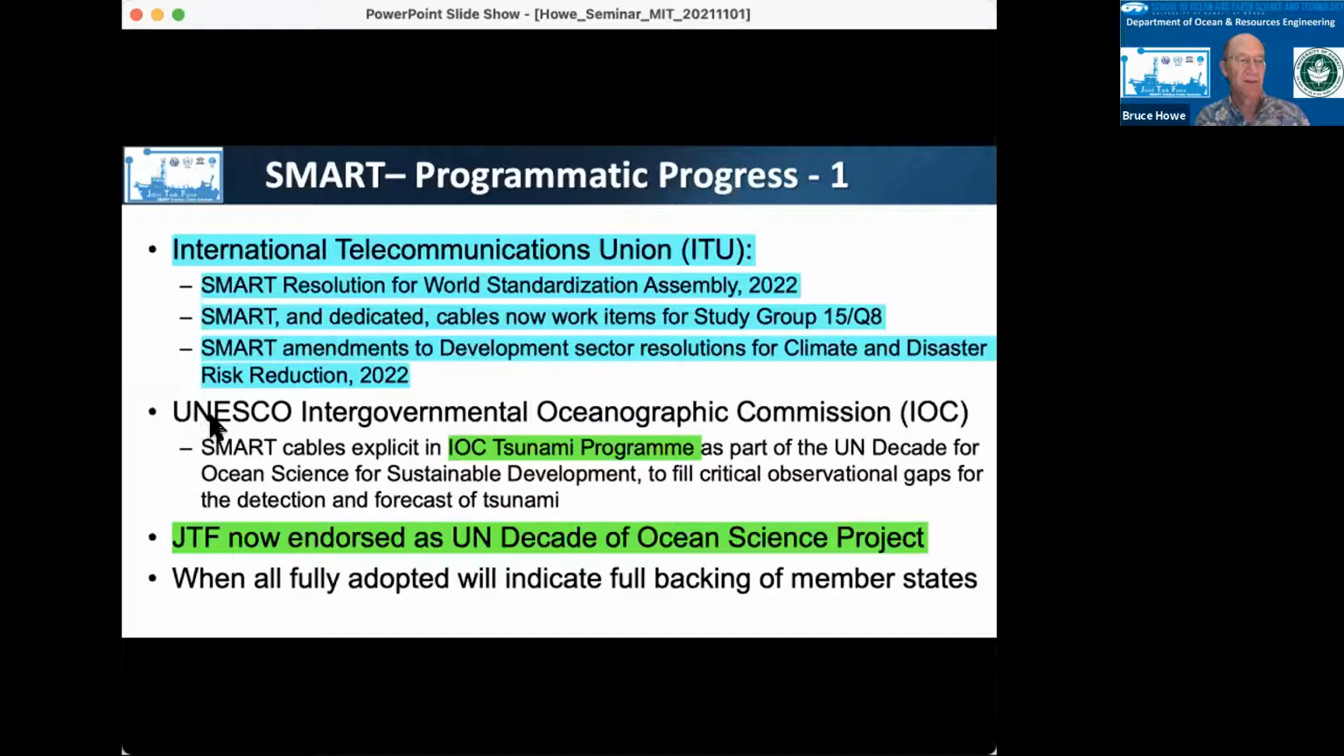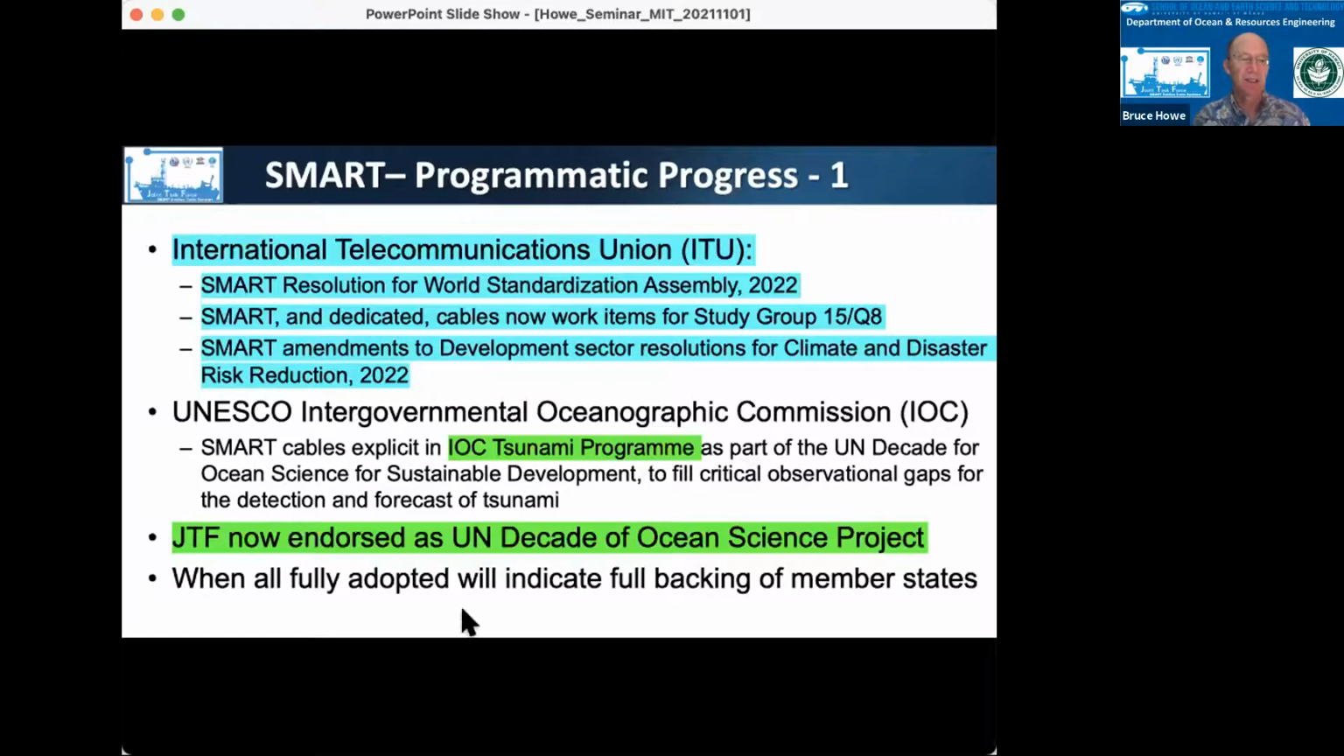Then shifting to UNESCO IOC, the assembly there has approved the development of a tsunami program for the UN decade. And this will hopefully pull together all the tsunami warning aspects within IOC and all the UN programs. And smart cables are explicitly called out in that program. And as I said, we've just been endorsed by the UN Decade of Ocean Science Project.